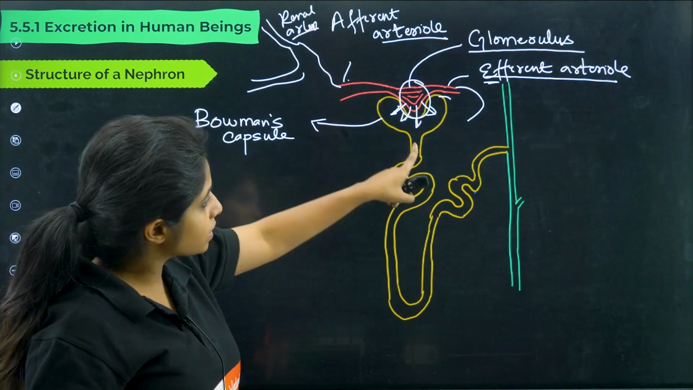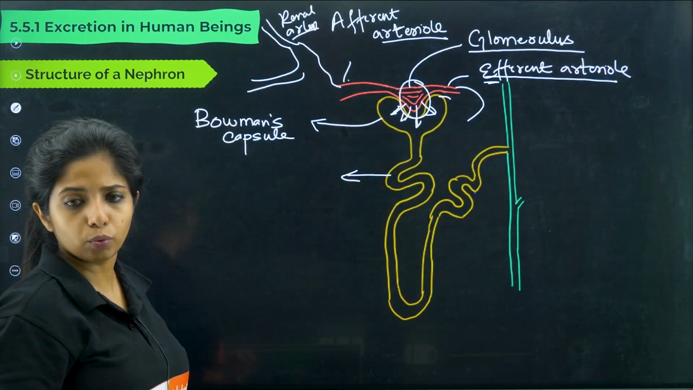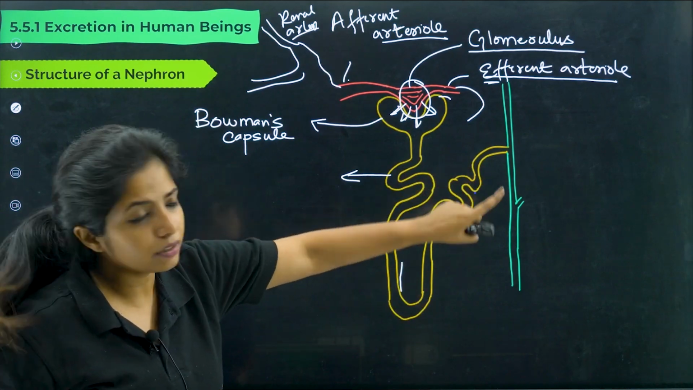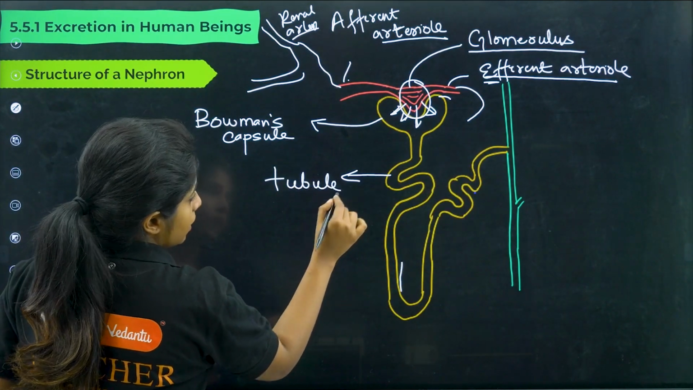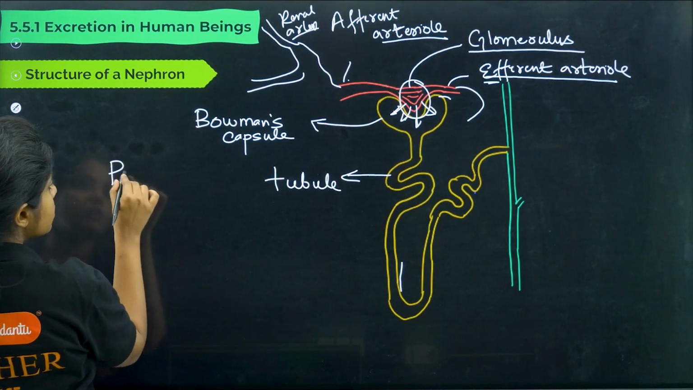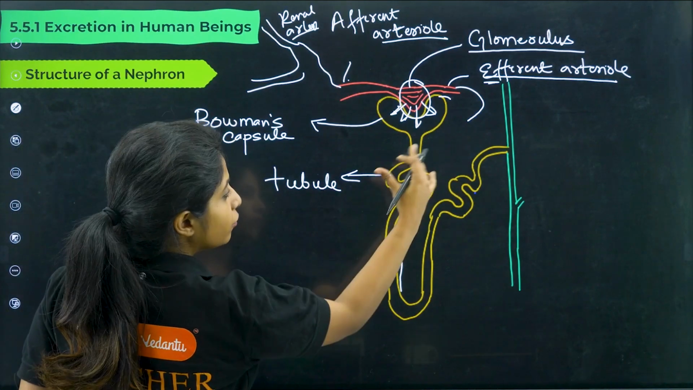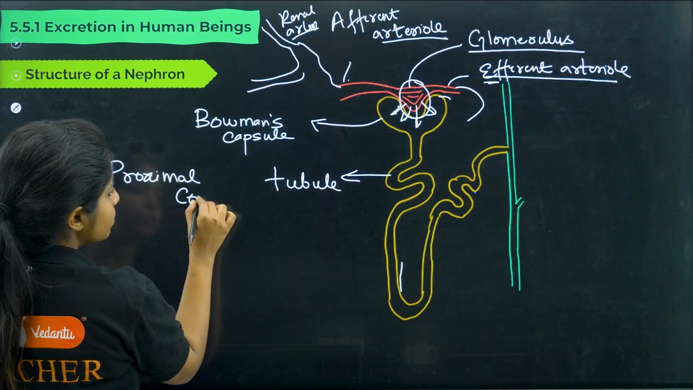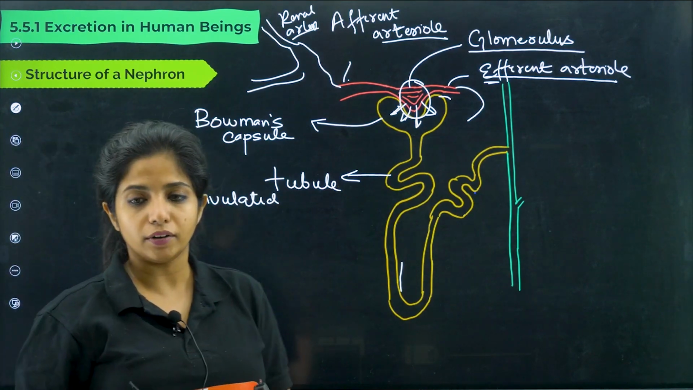Now Bowman's capsule will be opening up into this thing that is known as a tubule. The whole thing that you see from here to here is the tubule. It is tube-like, but it is near to the Bowman's capsule, so I would call it proximal because it is in proximity. It is twisted and turned, so I call it proximal convoluted tubule. Convoluted as in it is in a coiled format.